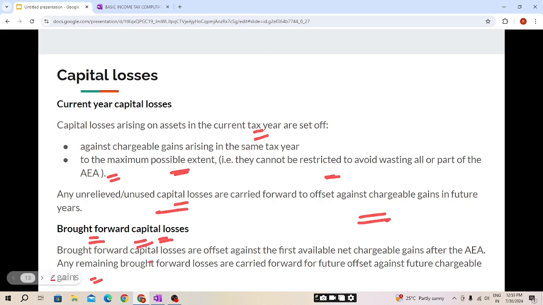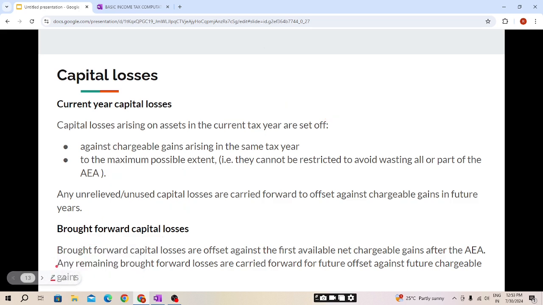Then brought forward capital losses. Brought forward capital losses will be deducted after the AEA, and if further loss is there, we will carry it forward, students. We will reduce the brought forward capital loss and it will give rise to the figure of taxable gain. If it is negative, then we'll carry this loss further. If it is positive, we will charge CGT.